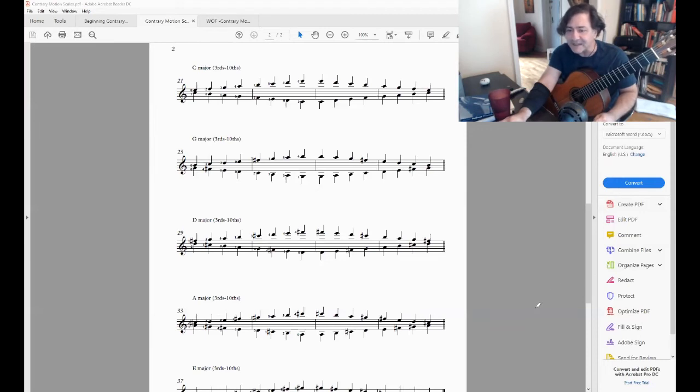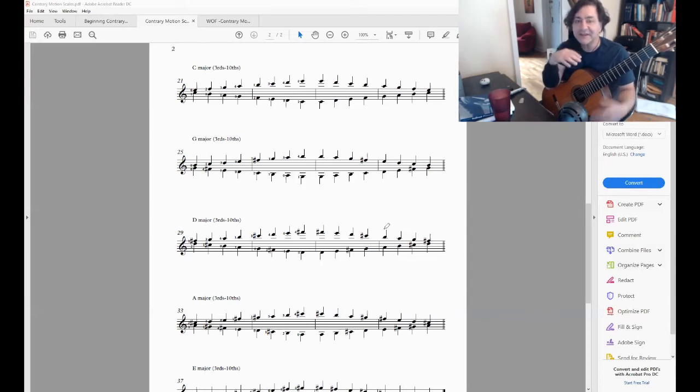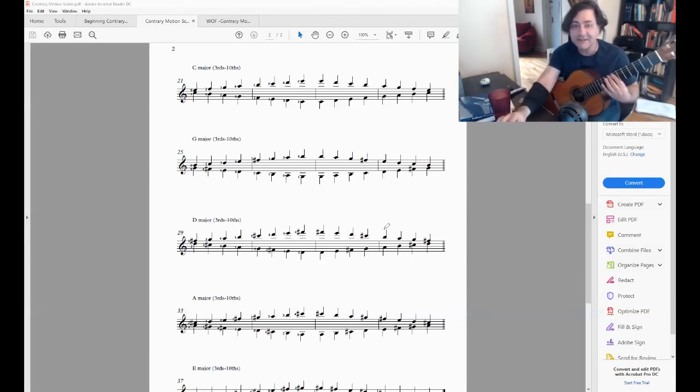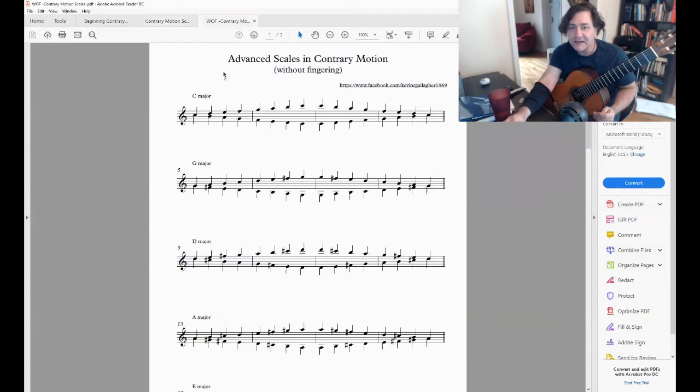So these scales, learn the fingering, but more importantly, pay attention to the notes you're playing. The reason is that once you get this idea down, and once you're aware of the notes you're playing, and clear about how the scales are constructed, which is a very simple idea, then you go over to the advanced scales in contrary motion without fingering.